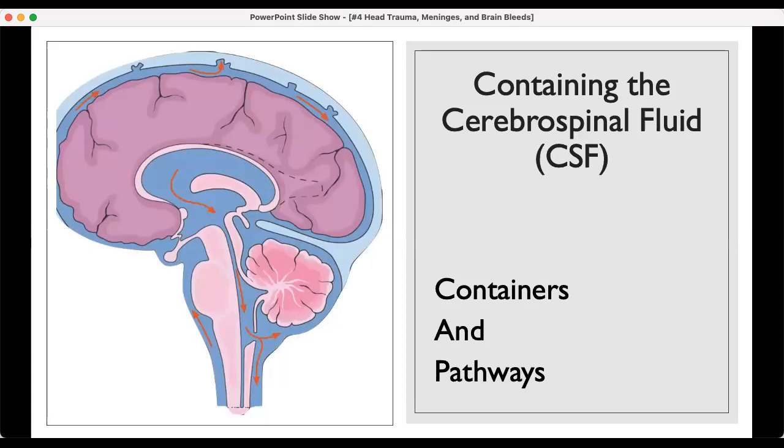So mentioned that between the pia mater and the arachnoid flows the cerebrospinal fluid. And this is a sagittal view showing the blue representing the cerebrospinal fluid, and the containers and the pathways, what we're going to talk about next, how the cerebrospinal fluid flows through the brain and from the brain all the way down the spinal cord and back again. So it's always circulating.